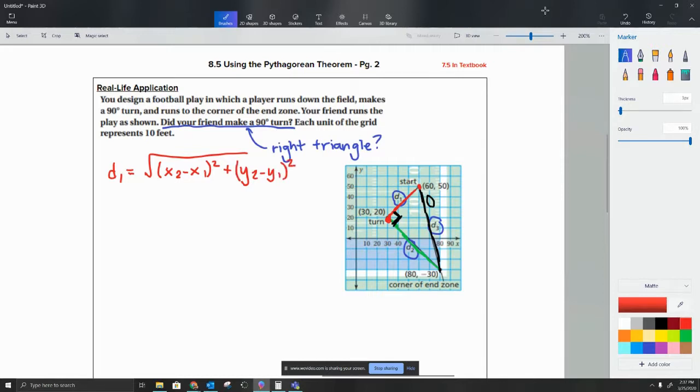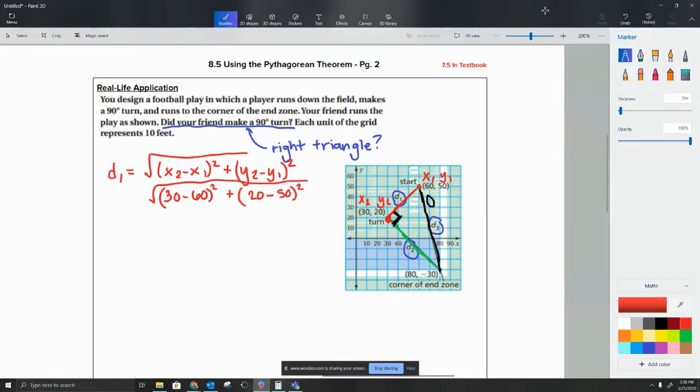Okay, so looking at this, it actually doesn't really matter. We can say that since we started here, we'll call this x1, y1 and x2, y2, okay? And it actually doesn't really matter what you put where, as long as you match up your x's and your y's. So x2 is 30 minus x1 is 60 squared plus y2 is 20 minus 50 squared. Remember, this is all still square rooted.